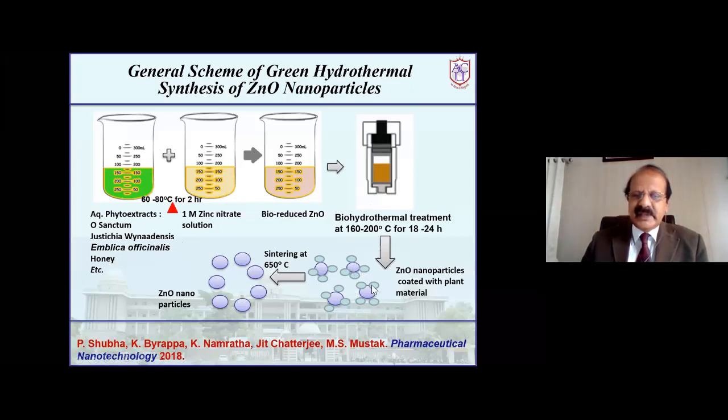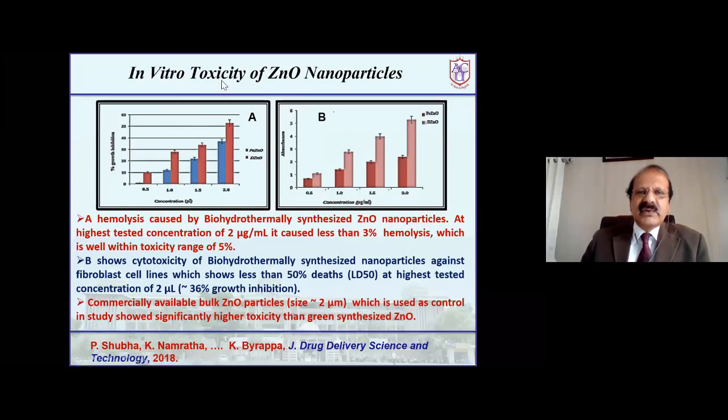And this is how you can see, and you can remove by sintering at 650 degrees C all these biomolecules and retain perfect, unagglomerated nanoparticles of zinc oxide, which you can use in various applications. And we have tested the in vitro toxicity by carrying out the hemolysis and the cytotoxicity on these biohydrothermally synthesized zinc oxide. We have the sample we prepared, and this is the commercially available zinc oxide.